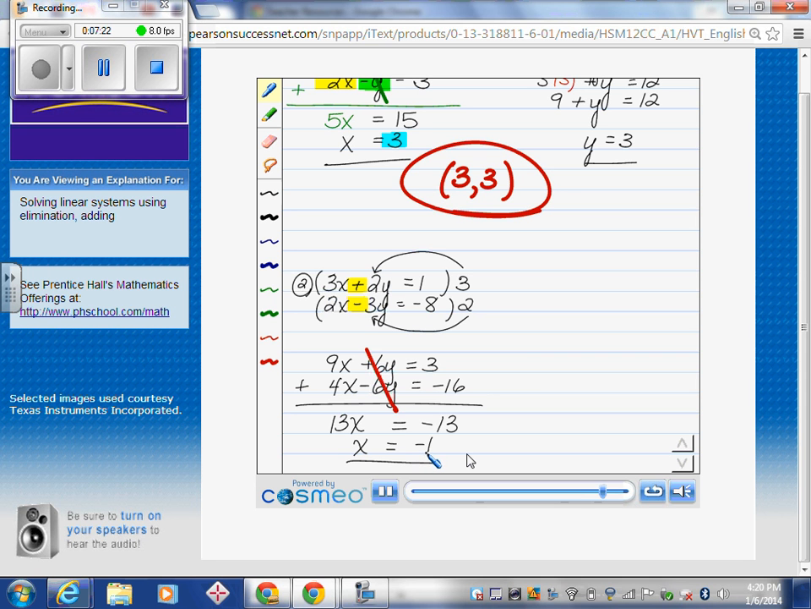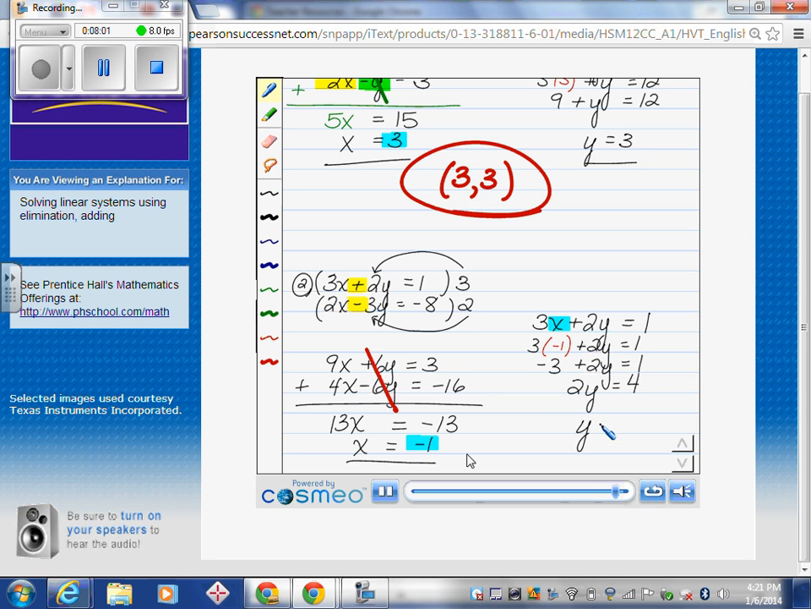We can substitute that into one of our original two equations. Once again, I'll just go ahead and pick the first one. 3x plus 2y is equal to 1. We know here that x has a value of negative 1, so we'll substitute that in, negative 1 for x. Now we want to solve for y. 3 times negative 1 is negative 3, plus 2y equals 1. Let's go ahead and add 3 to both sides of our equation, giving us that 2y is equal to 4.